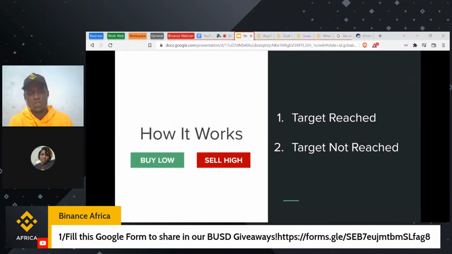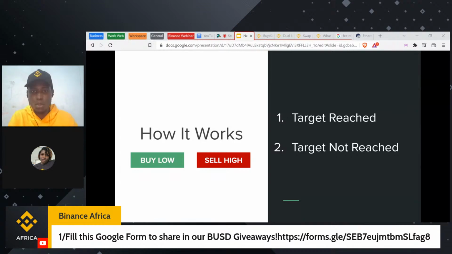Okay, so now let's just go into how it really works. So the buy low or sell high. There are two types of dual investment products. So this is the buy low and sell high. Those are the two major types. The buy low products now give you a chance to buy your desired crypto such as BTC or BNB or any other available asset on Binance dual investment at a lower price in the future with stable coins such as BUSD or USDT. On the other hand, sell high products give you a chance to sell your existing crypto such as BNB at a higher price in the future for stable coins such as BUSD.